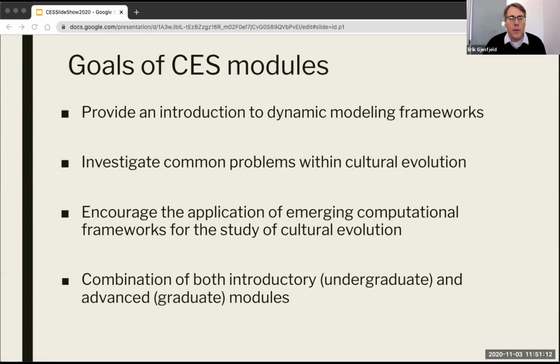As we've discussed in earlier webinars, modeling has been an important part of cultural evolutionary research. And we hope that our module can at least help in having people gain familiarity with certain modeling approaches. In addition, the goals of the CES modules also included investigating common problems in cultural evolution, encouraging the application of computational frameworks, which of course also often coincides with modeling frameworks, and really to also provide a range of educational modules from both introductory levels to more advanced practitioners.